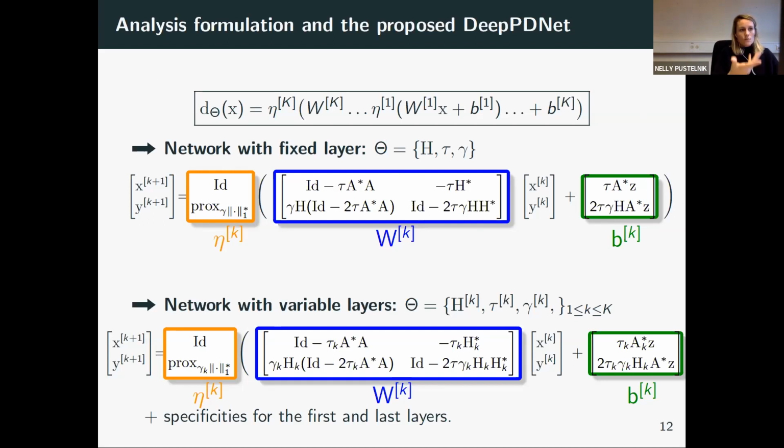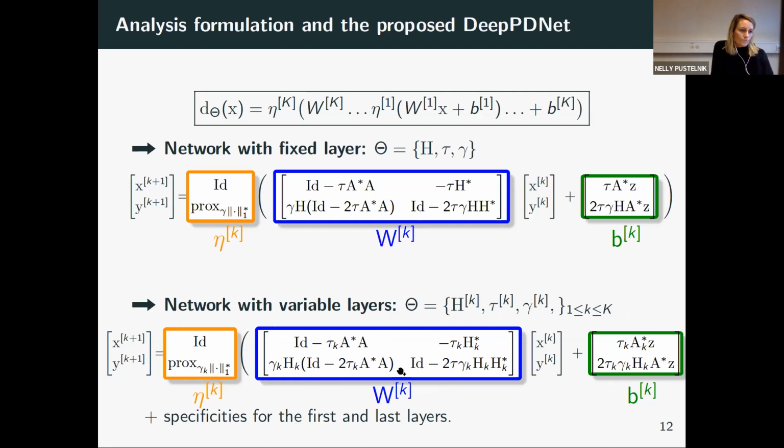So this is the first network, but in order to improve the flexibility in this network, we decided to replace the H, tau, gamma by H_k, tau_k, gamma_k. So the network is very similar, except that we have this modification.